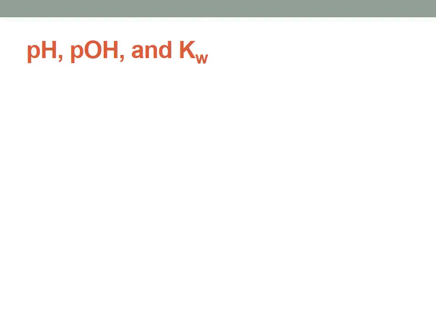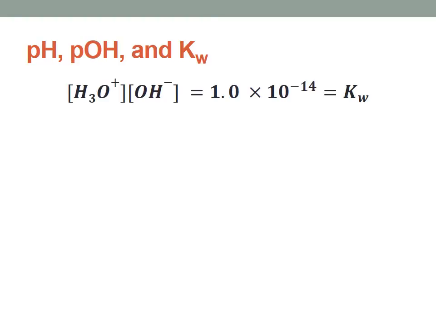POH, pH, and Kw. So the relationship between pH, POH, and our ion dissociation constant for water. The product of their concentrations at 25 degrees Celsius for any pure sample of water, we have equal amounts of hydronium ion and hydroxide ion. We said before that this value, the concentration, is 1.0 by 10 to the minus 7. When we find the product of that, we get 1.0 by 10 to the minus 14. We know that is equal to Kw.